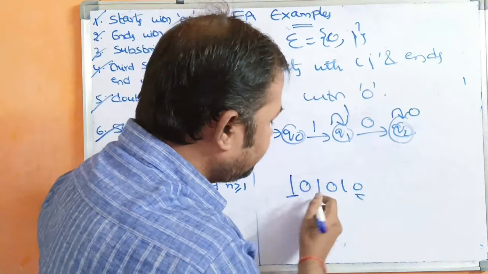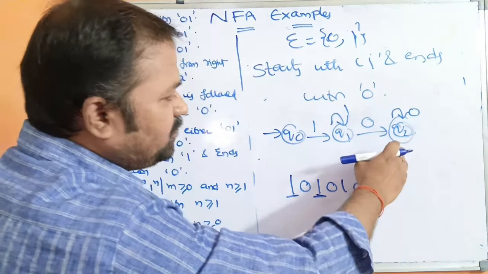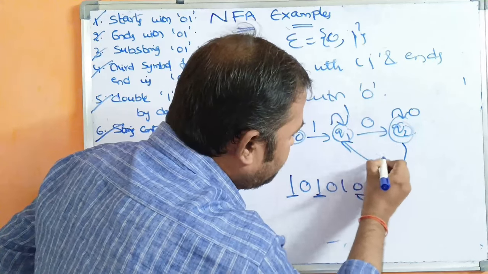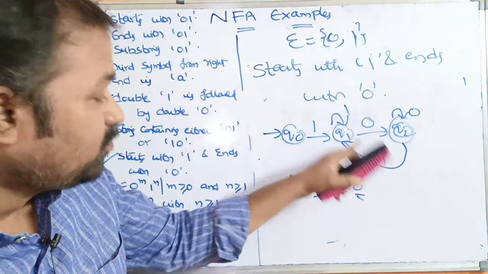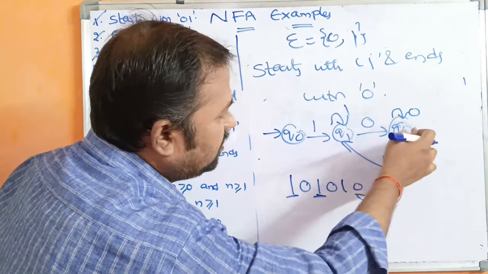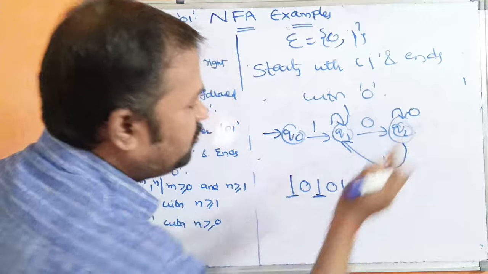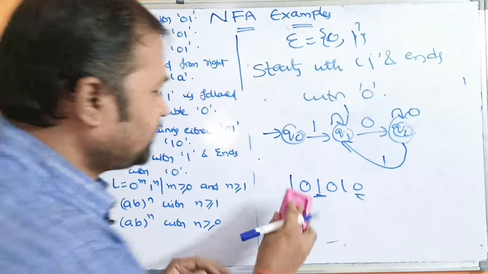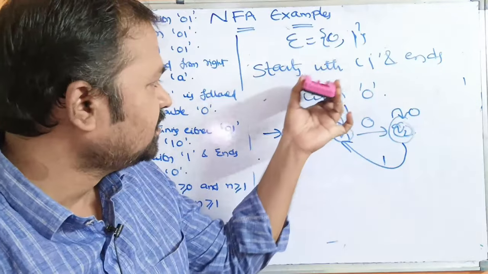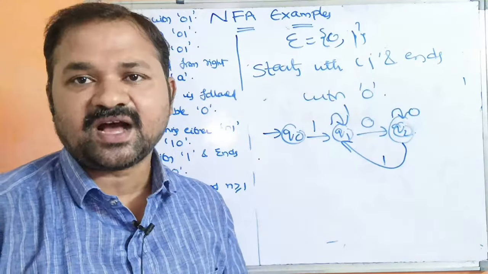After that, we have to apply 1 on Q2. So likewise, let us apply 1 on Q2, so we will move to the Q1 state. Next, let us apply 0, so Q2 state. Next 1, 0. So Q2 will be the final state. In this way, we can solve the problem. So this is the NFA for the strings which start with 1 and end with 0.